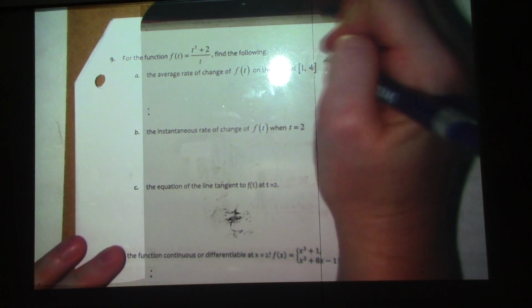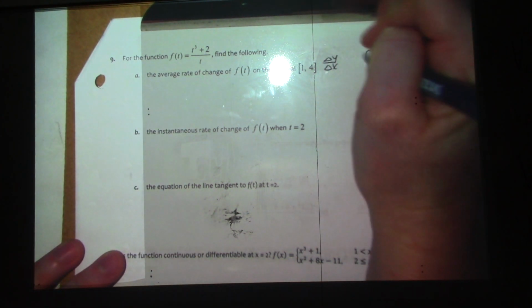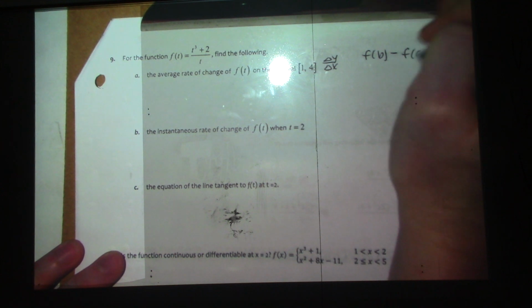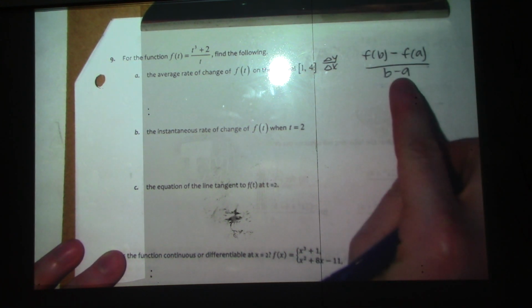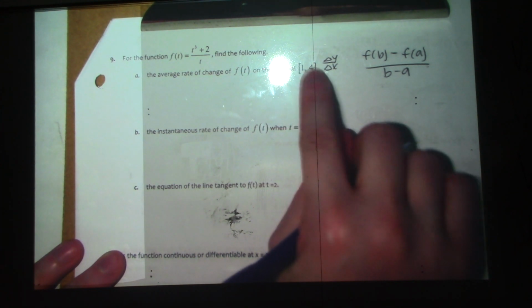Right here, so we have a function and we are trying to find the average rate of change of f of t on the interval 1 to 4. So 1 to 4 is my x values from x is 1 to x is 4. When you're finding rate of change, that's just like your change in y over change in x. I think about it as f of b minus f of a over b minus a, the change in the y values over the change in the x values. So these are like my a and b.